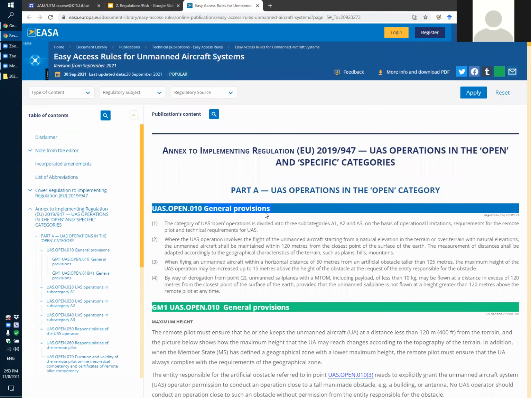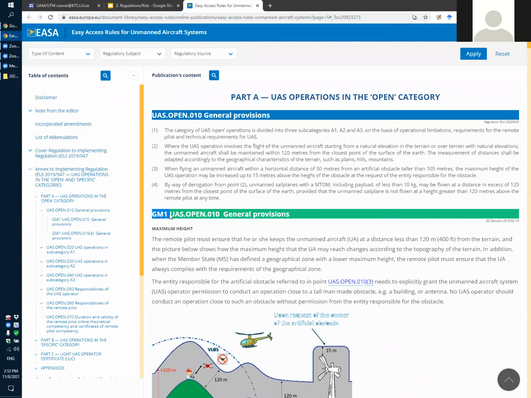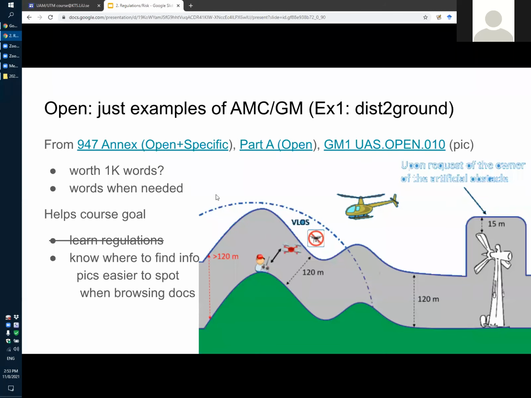Okay, so here are the general provisions. And here is the text that this guidance material is expanded on and explaining. It has a picture. So guidance materials are good. That's the point. It again helps the goal of the course, know where to find information rather than really know all these numbers. I mean, there is also, okay, so this picture doesn't show what is this envelope, what is the distance from the artificial obstacle within which you can fly 15 meters above it.